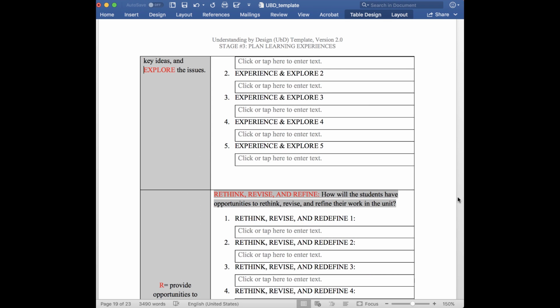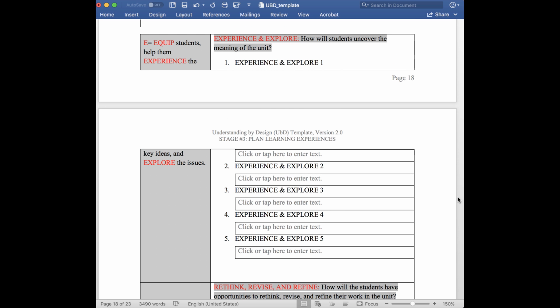Next, we're going to move to the first E. Equip students, help them experience the key ideas and explore the issues. So, experience and explore. How will students uncover the meaning of the unit? And that's a great, want to highlight that word there, uncover the meaning of the unit.